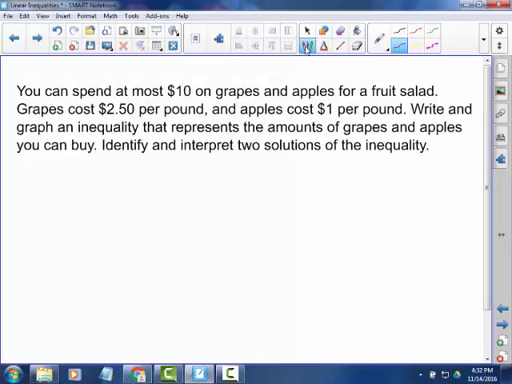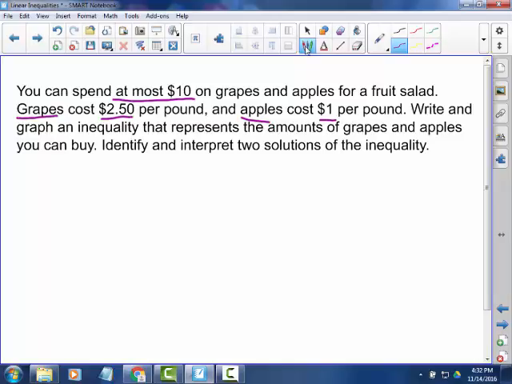You can spend at most $10 on grapes and apples for a fruit salad. Grapes cost $2.50 per pound, so grapes are $2.50. Apples cost $1 per pound. Write and graph an inequality that represents the amount of grapes and apples you can buy. Identify and interpret two solutions of the inequality. Ooh, they don't want much, do they?